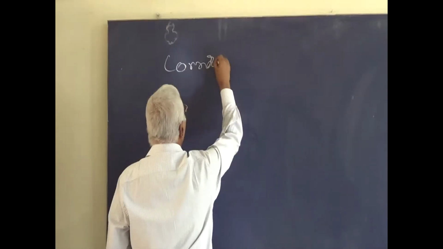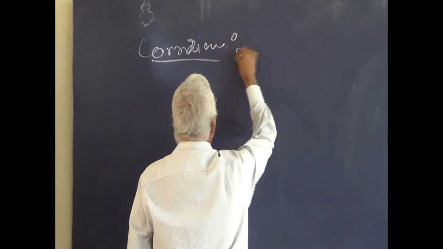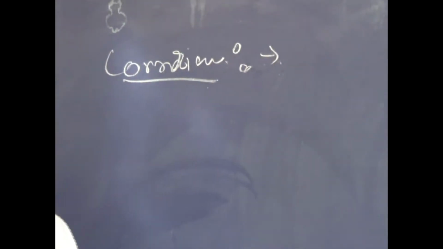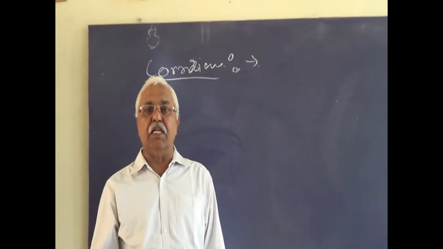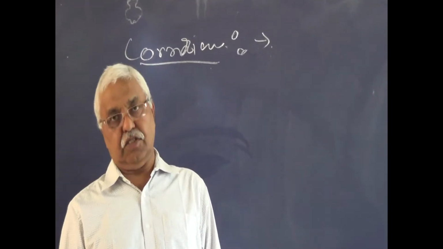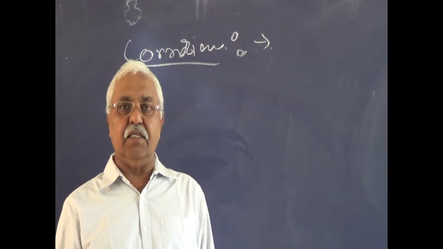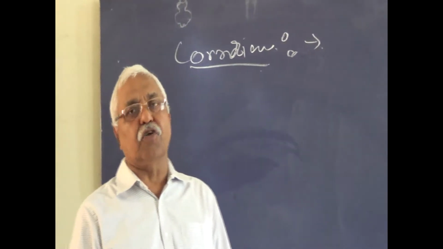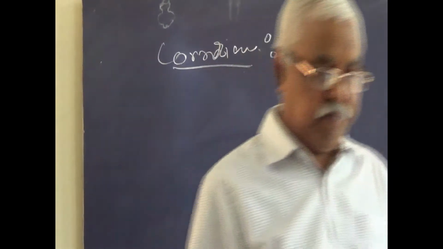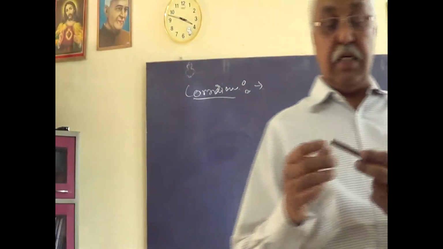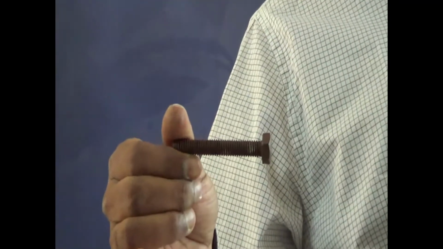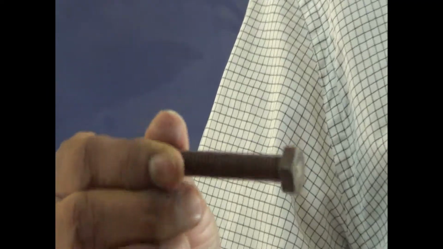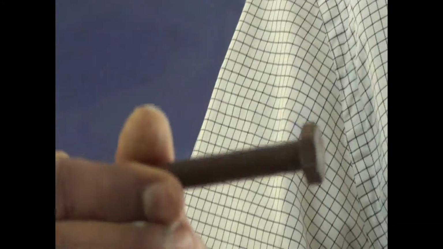So, let's start corrosion. Once again I repeat the definition: corrosion is an electrochemical process in which metal gets converted into metallic oxide in presence of moisture and oxygen. Corrosion products are generally reddish brown in the case of iron. You can see, I will show you an example. This is an iron piece. It is rusted. The reddish brown color is the corrosion product of iron, known as rust.